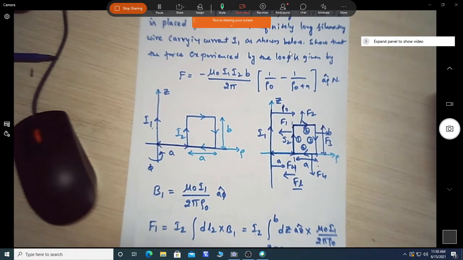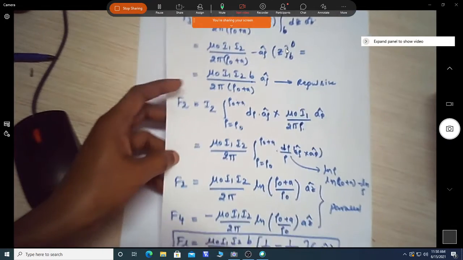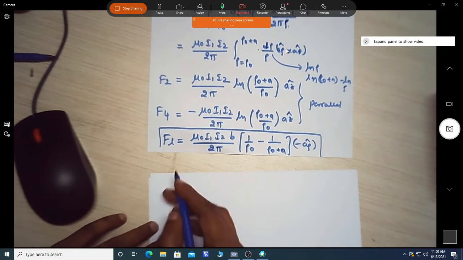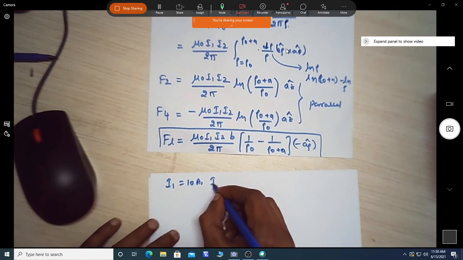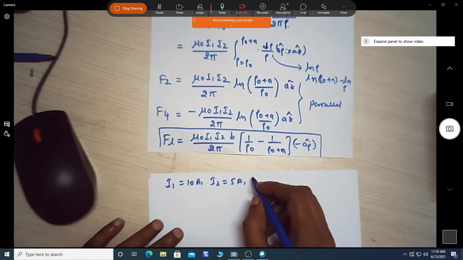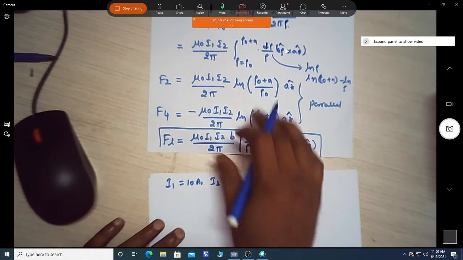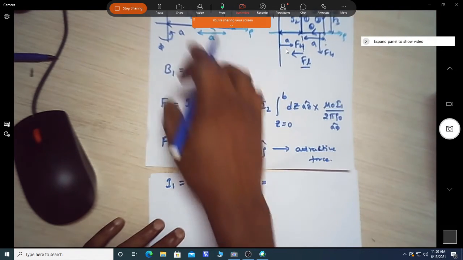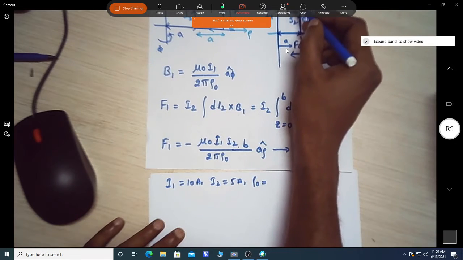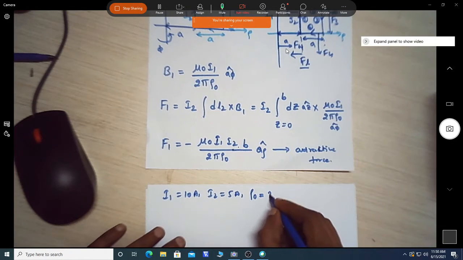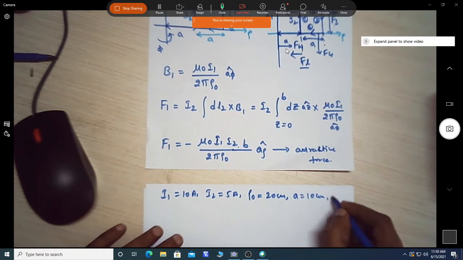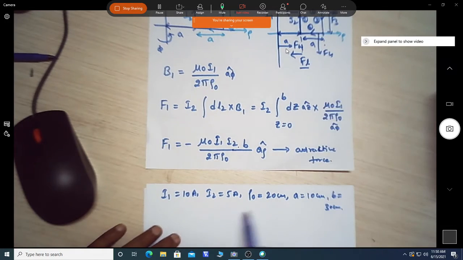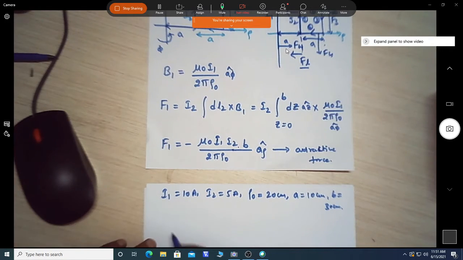Now, from this equation, let us specify the values. Let us take I1 equal to 10 ampere and I2 equal to 5 ampere, and rho naught, which is the distance between the current carrying conductor and the loop, let us take as 20 centimeter, and A equal to 10 centimeter and B equal to 30 centimeter. If I specify all the terms, we can find the force.